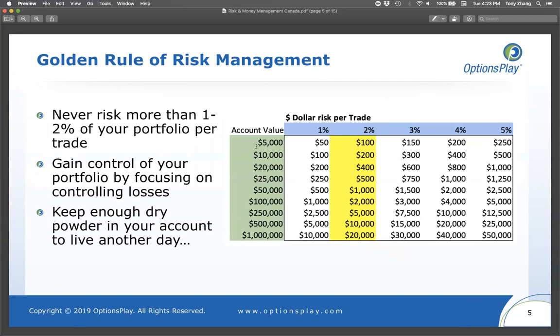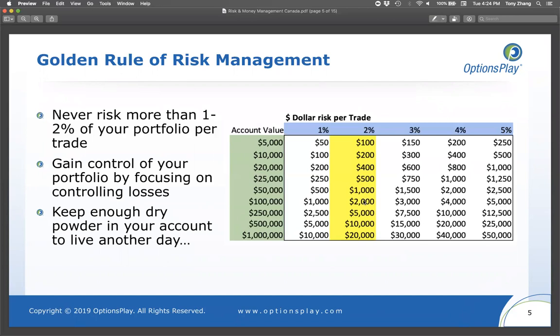So you can utilize this account value table to get a sense for roughly how much you want to risk per trade. And like I said, we'll have a calculator for you at the end so that you can plug in your account value and see what that 2% number is. But that's the golden rule of risk management: if you risk no more than 1 to 2% of your portfolio per trade, you'll experience much better performance in your portfolios in the long run than if you were to risk more. And we want to show you why.